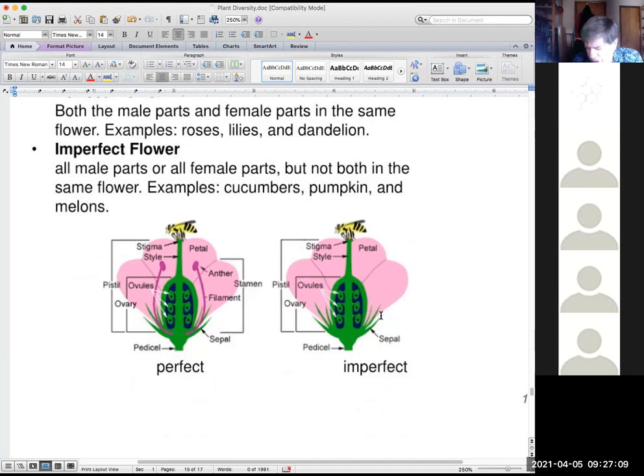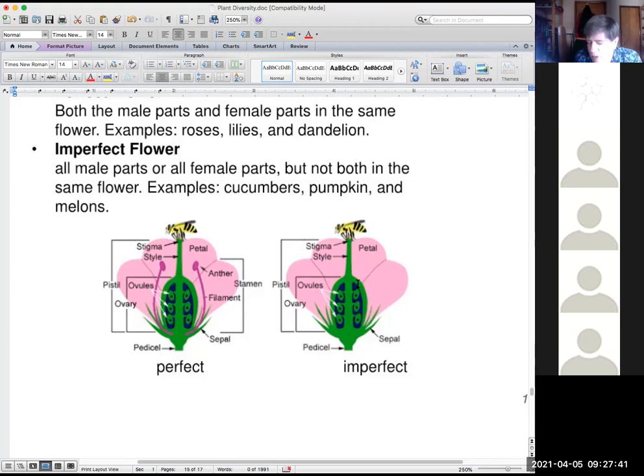Imperfect flowers, and here a female flower is shown, they may still have sepals, they may still have petals, but they only have either male, or this one shows one with only female reproductive parts. So an imperfect flower has one or the other. It doesn't have both.